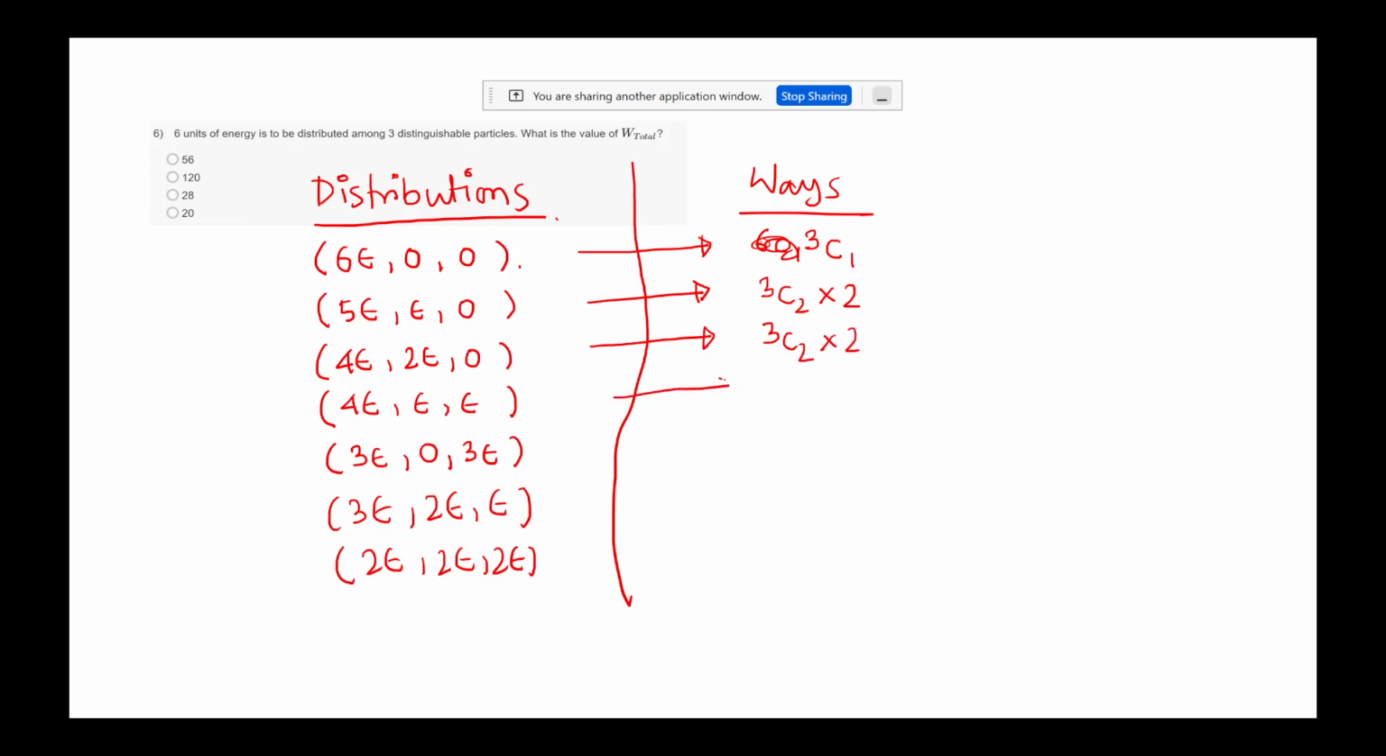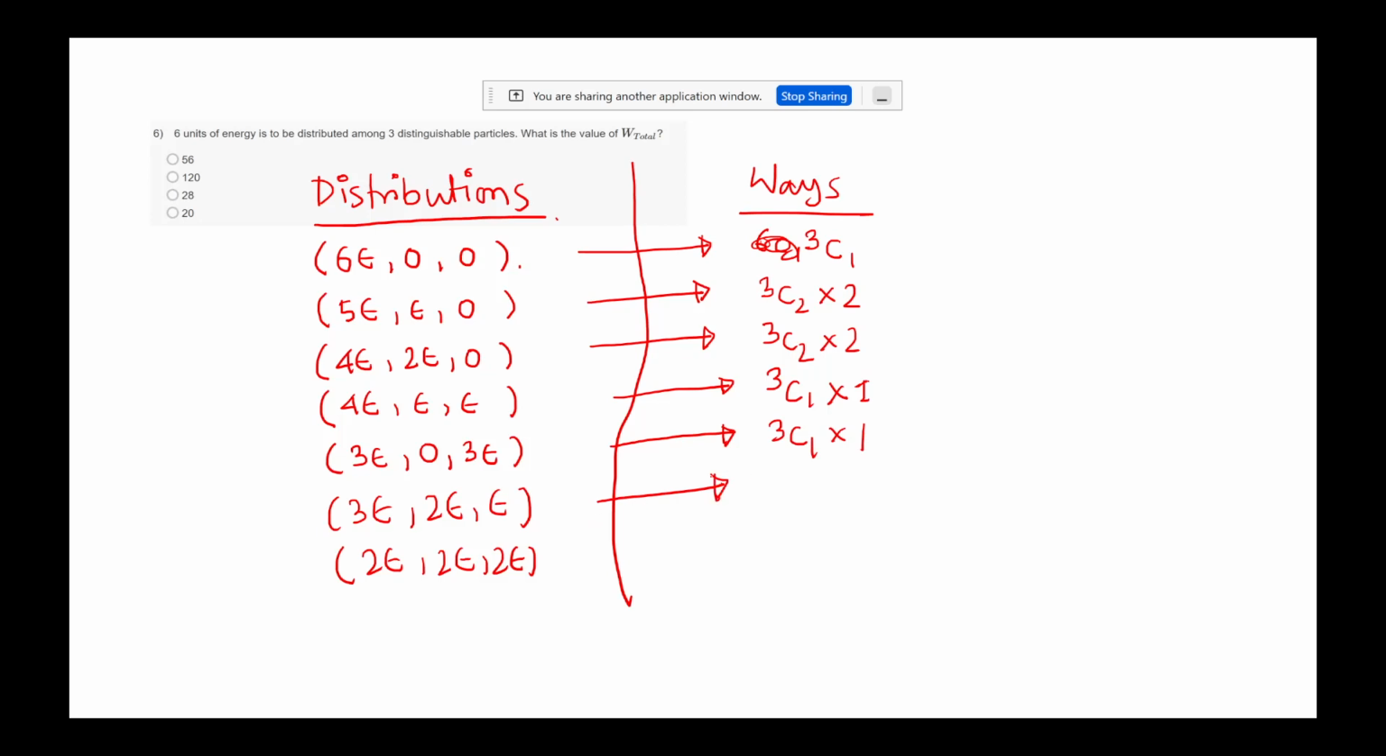Here it will change. Yes. How? Two energy levels are of the same energy and one is different. So choosing one means the other will be fixed, right? 3C1, yes, 3C1 into 2. Here? Same thing, two same, one different. Yes. Now you have understood, right?